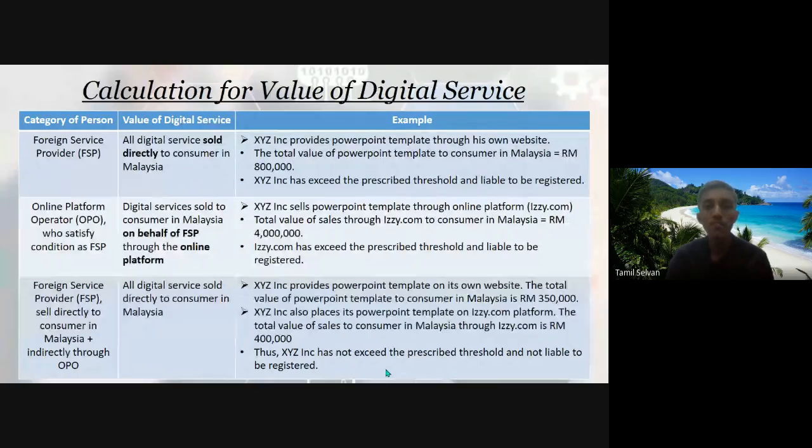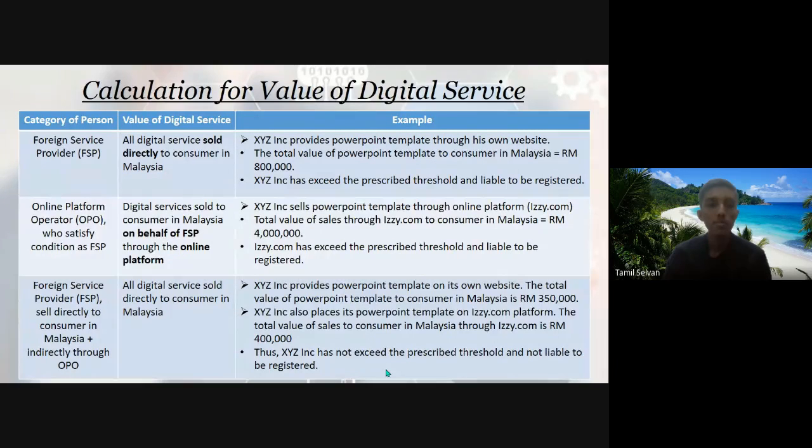The calculation for the value of digital service is based on the category of the person. For a foreign service provider, all digital service sold directly to consumers in Malaysia will be considered the value of digital service to determine the 500,000 threshold. For example, XYZ Inc. provided PowerPoint templates through its own website, and the total value of the PowerPoint templates sold to consumers in Malaysia is 800,000 ringgit. So XYZ has exceeded the prescribed threshold, which is 500,000, and would be liable to be registered.